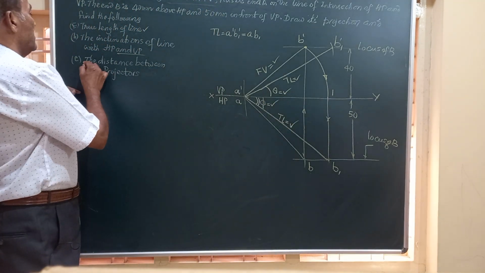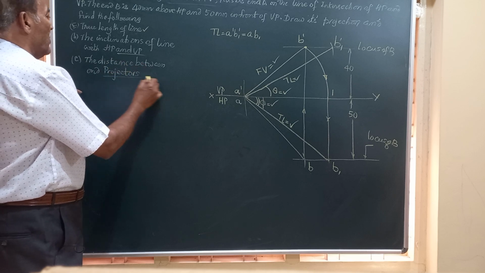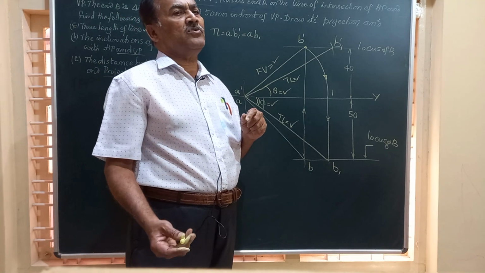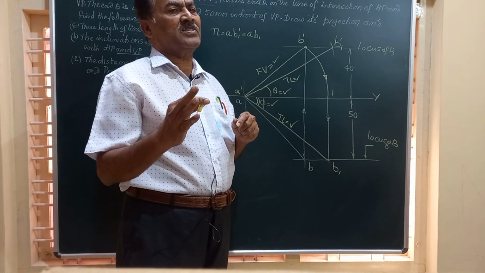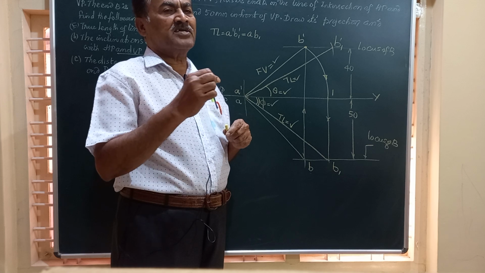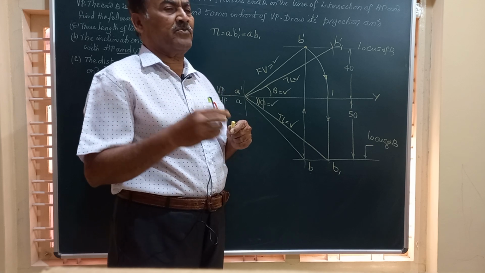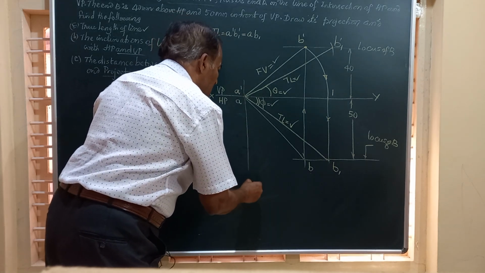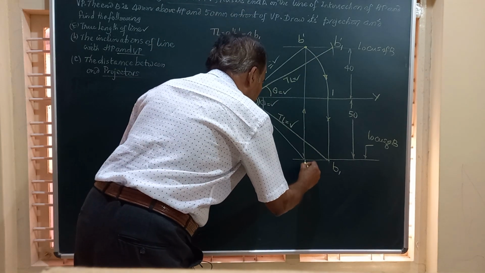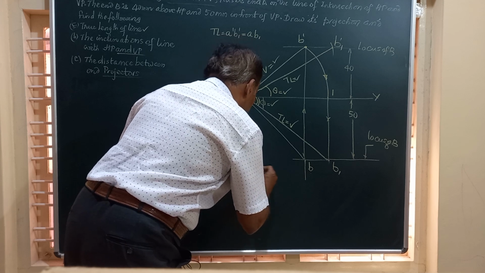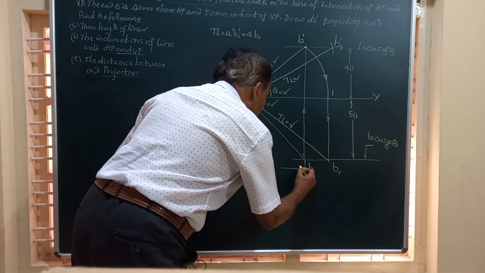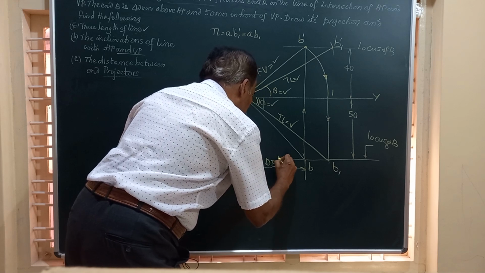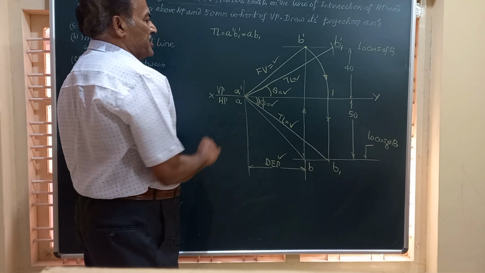And finally, we have been asked to find out the distance between end projectors. Friends, I told you the end projectors are the lines passing through the front and top view of a point. Here you have one end projector A dash A, the other end projector is B dash B. If you can measure the distance between these two, this will give you DEP. DEP means distance between end projectors.